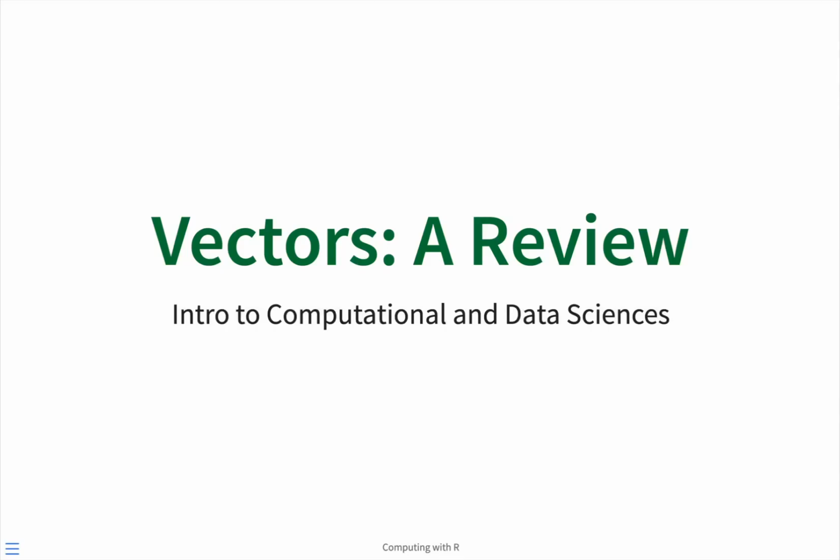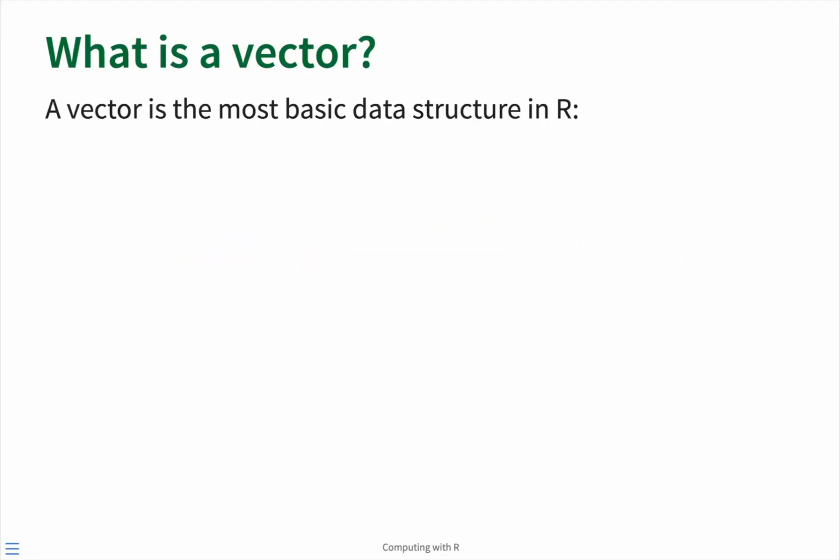In this video, we're going to review the concept of vectors in R. So a vector is the most basic data structure that we have in R, and it is designed to hold a collection of values of data that are all of the same type. Even if you just have one item, that's still a vector.